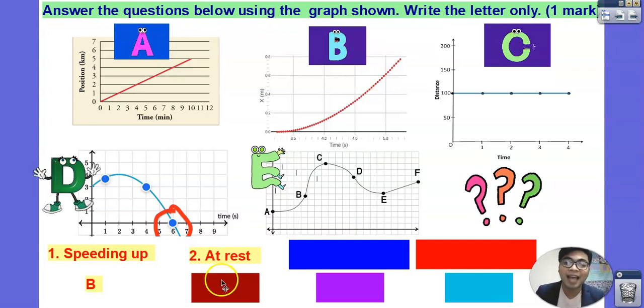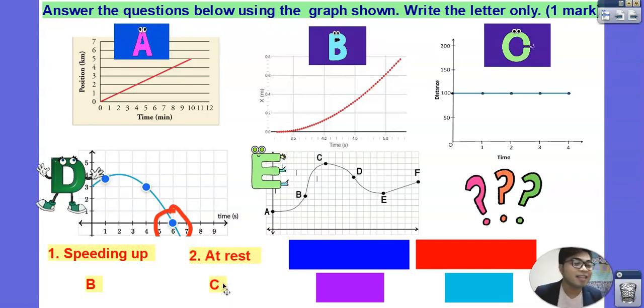Let's compare it with the answer that I have here. It's definitely letter C. Why letter C? Because it stopped at a distance of 100 meters and the time is still increasing. That shows that the moving object is not moving at all because it stopped at a distance of 100 meters and it just remains steady there, taking some rest.